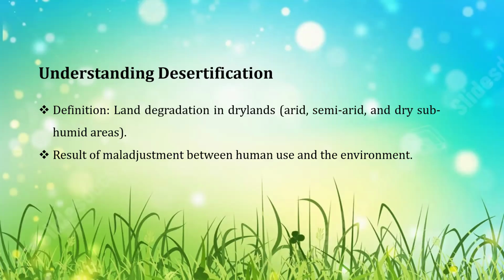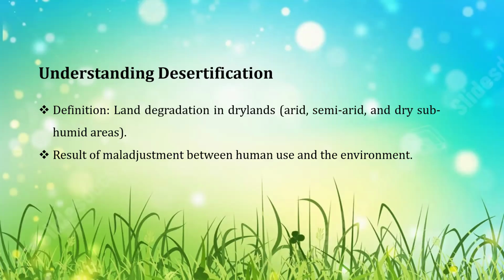Arid means very dry regions with little rainfall. Semi-arid region means regions with slightly more rain, often supporting grassland or shrubs. Dry subhumid means areas that are still prone to water scarcity but have more moisture than arid zones.